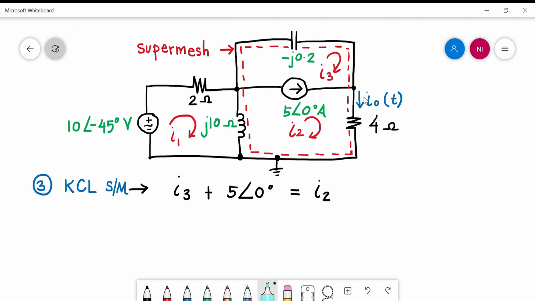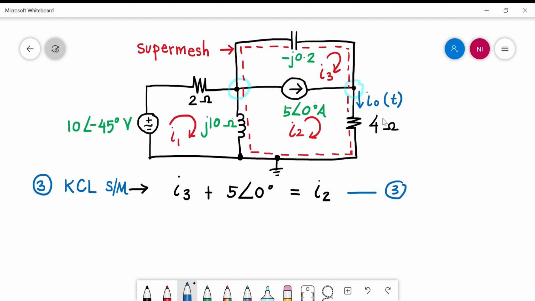For the KCL supermesh equation, you can choose this node or this node. I choose this node. This is an easier node compared to that node, because this node has 3 branches, but that node has 4 branches. For KCL, I in equals I out, so I3 plus 5 equals I2. So now we get the third equation.